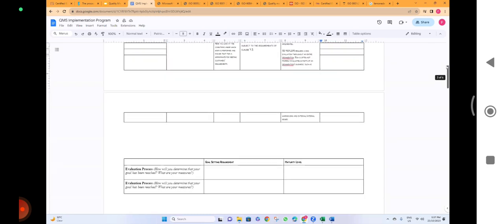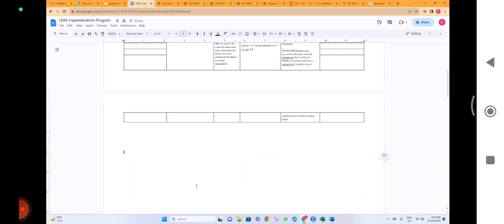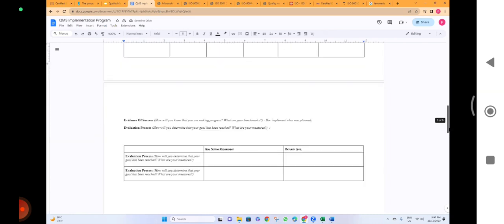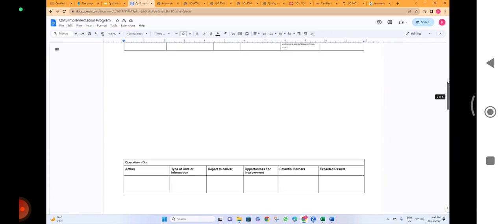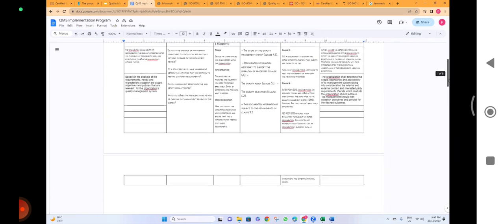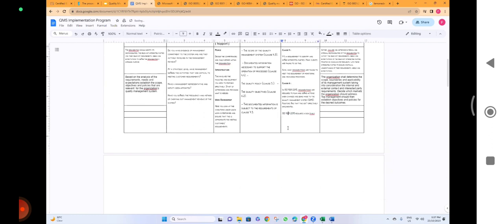Now, after that, we are going to come to this section. After that, we are now going to determine the evidence for success and how to evaluate it. So this is now the planning. Please allow me, because I want to have all these things in one page. So this is now what you're going to do.